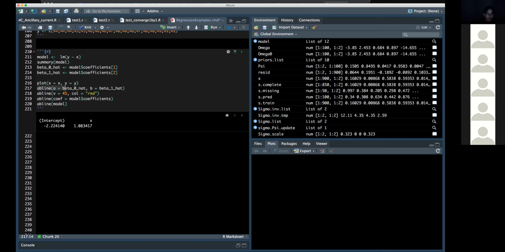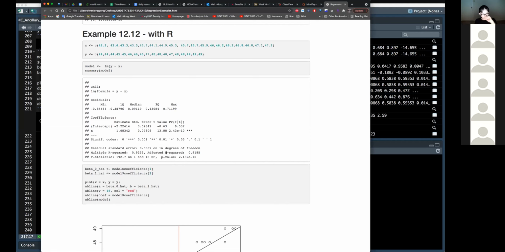And this is how you do the plot and add the regression line to it. Okay, there it is. Yeah, here they are.